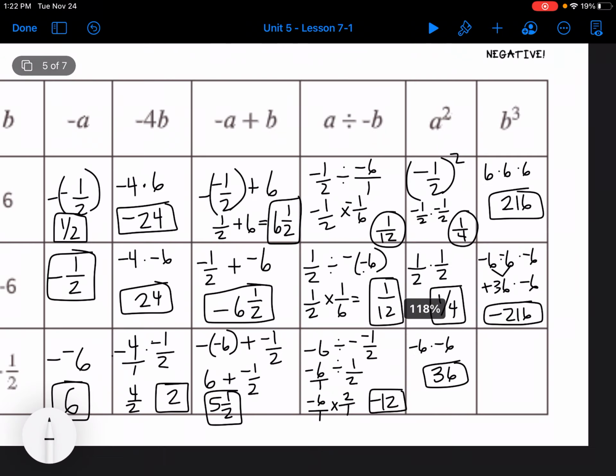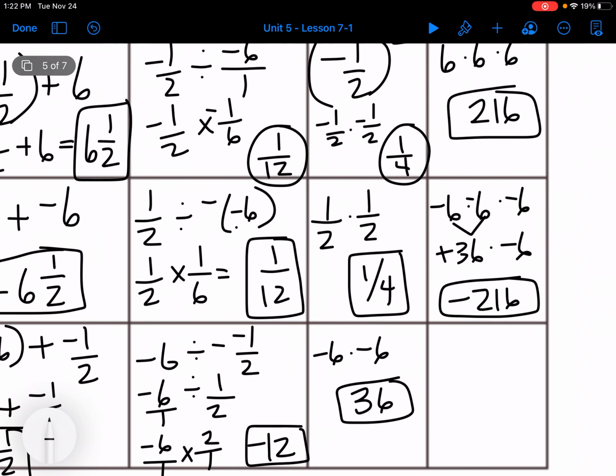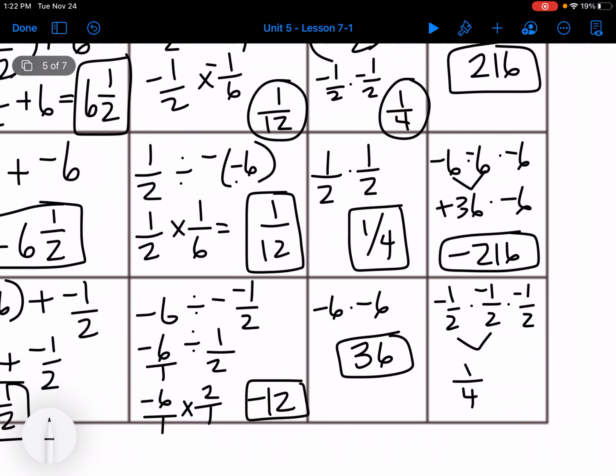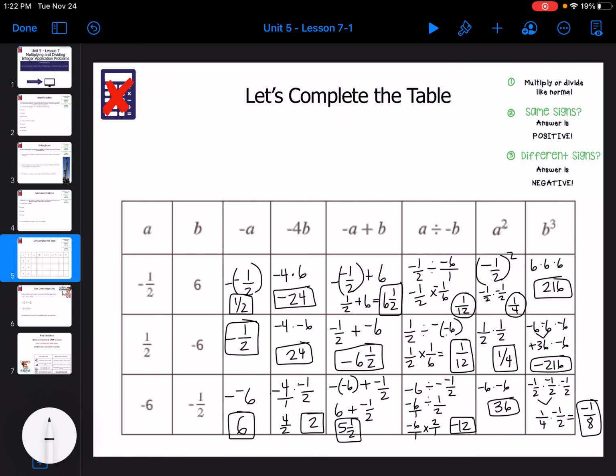And then negative 1/2 times negative 1/2 times negative 1/2 is going to give me 1/4, because the signs are the same, so it's got to be positive, times negative 1/2 is going to leave me with negative 1/8. Man, that was a tough one.